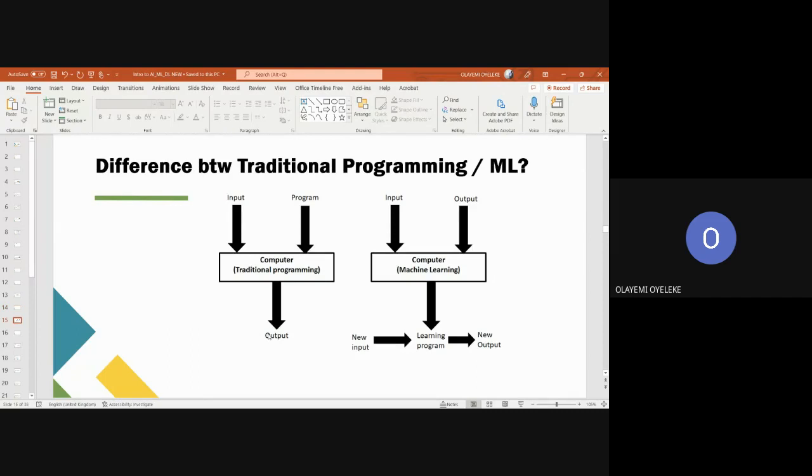Now let's see the difference between traditional programming and ML. In traditional programming, we have this input here. Then we have the program. So all you need to do is to write some code. Then you have your inputs. Then it passes into the computer. Then anybody using that system just generates an output.